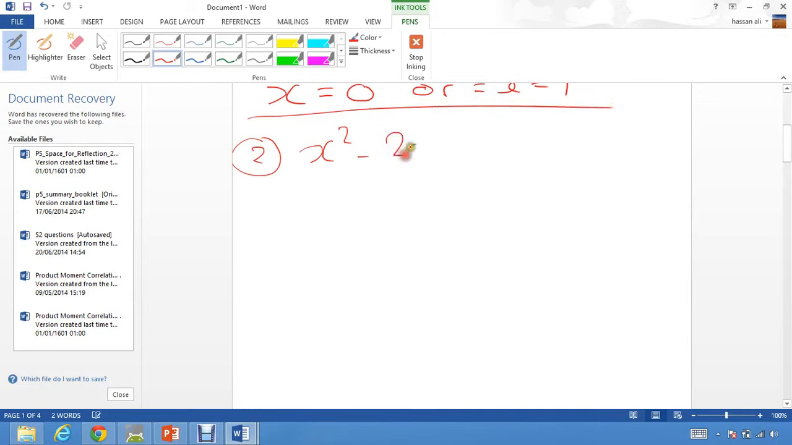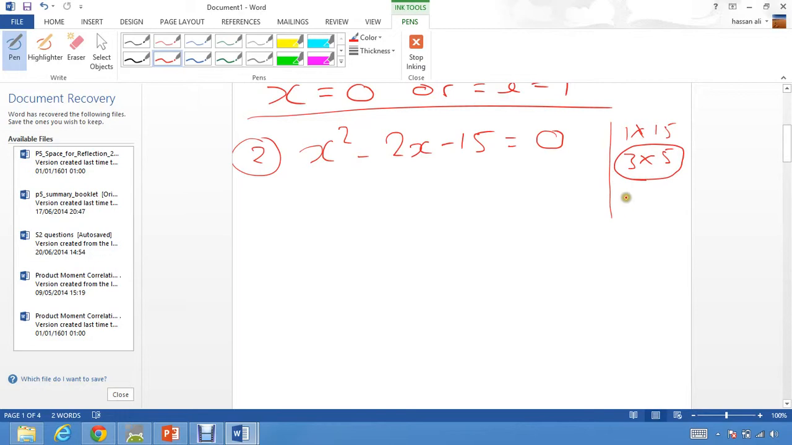x squared minus 2x minus 15 is equal to 0. Now you have to remember, you need two numbers that multiply to give you 15 and add to give you 2. Don't worry about the minuses yet. So let's just do this over here. You've got 1 times 15, 3 times 5. Out of these, which one gives me 2? Obviously it's going to be this one. So now I need minus 2.